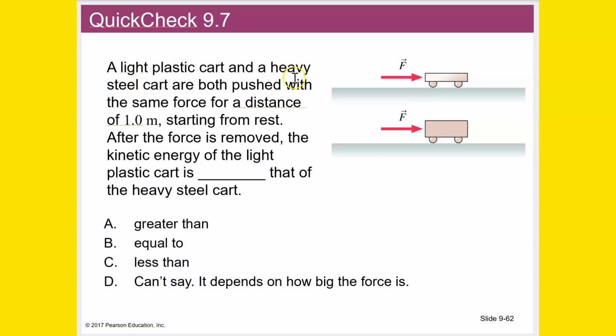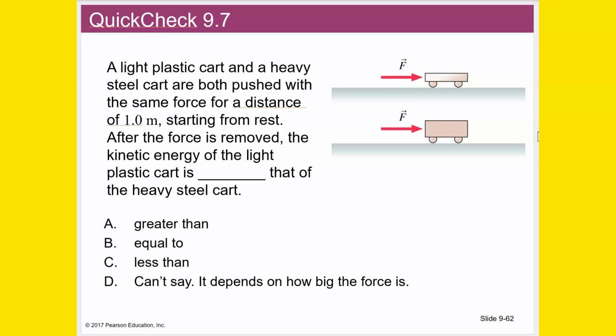All right, a light plastic cart and a heavy steel cart are both pushed with the same force for a distance of 1 meter. Starting from rest, after the force is removed, the kinetic energy of the light plastic cart is going to be what compared to that of the heavy steel cart? All right, it's both undergoing the same amount of work, because work is the force times the distance. And they both have the same force and they both have the same distance. So the same amount of work is being done on both of them.